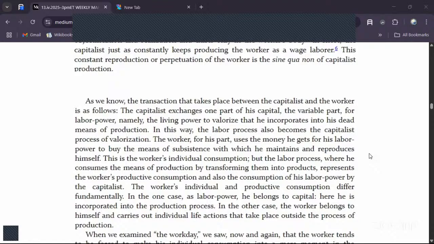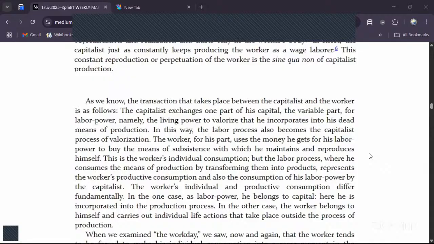The worker, for his part, uses the money he gets for his labor power to buy the means of subsistence with which he maintains and reproduces himself. This is the worker's individual consumption, but the labor process, where he consumes the means of production by transforming them into products, represents the worker's productive consumption and also the consumption of his labor power by the capitalist. The worker's individual and productive consumption differ fundamentally.